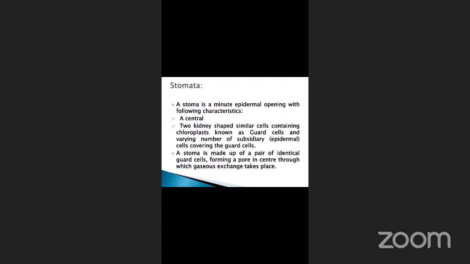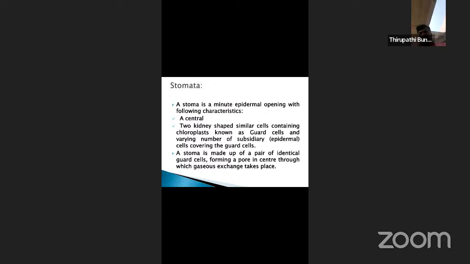Next, epistomatic. Epistomatic condition: stomata present on the upper surface of the leaf, or adaxial. For example, Nymphaea. A leaf shows two surfaces, upper surface and lower surface. The upper surface is adaxial, and the lower surface is abaxial.